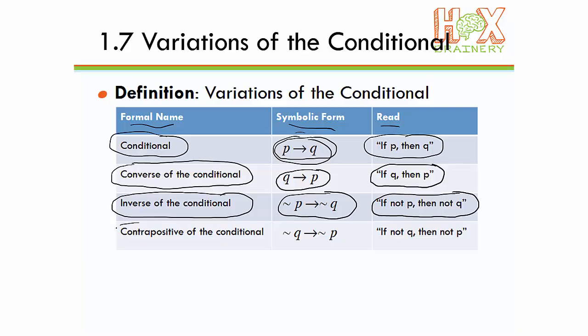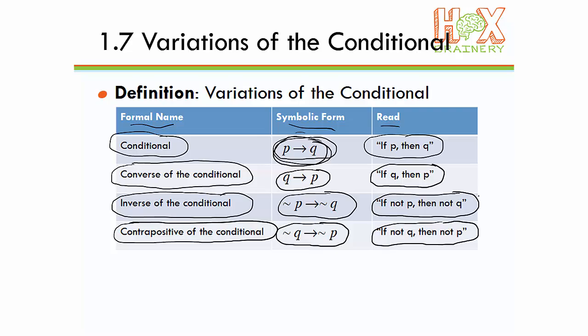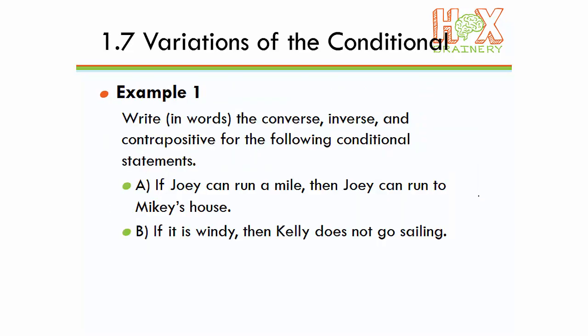And then the last one is your contrapositive of the conditional. This is where the P and the Q from the original are swapped and negated. So it's read if not Q, then not P. Those are the variations for your conditional statement.